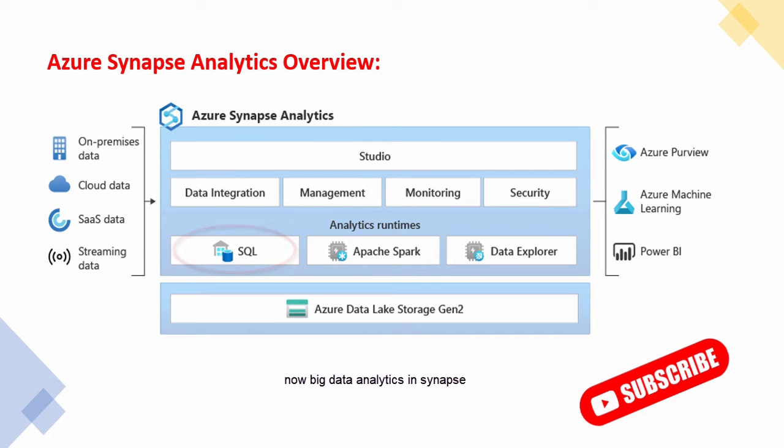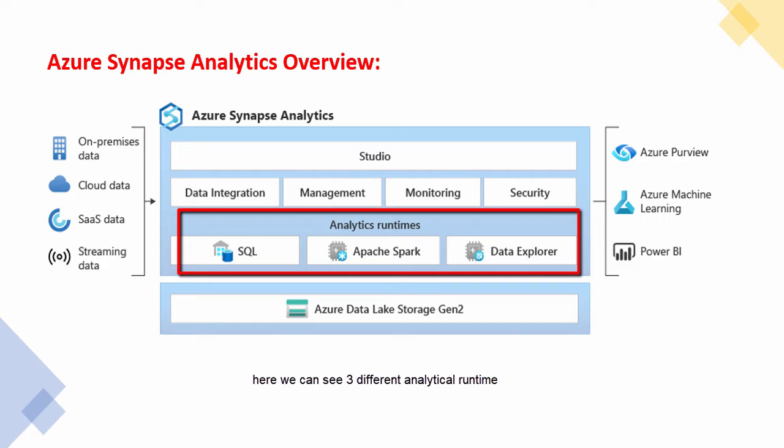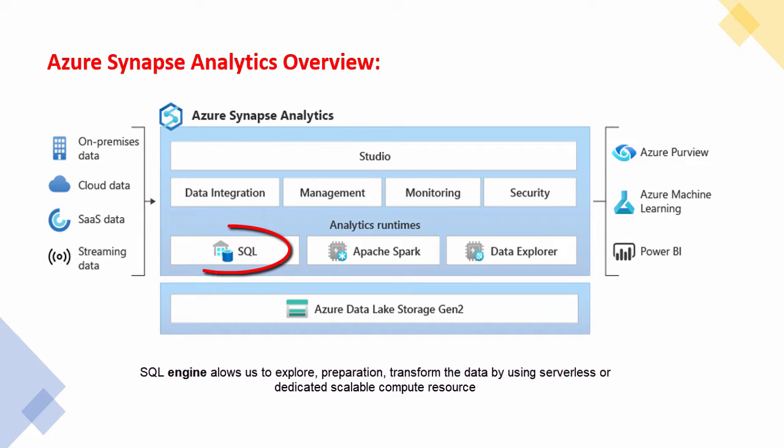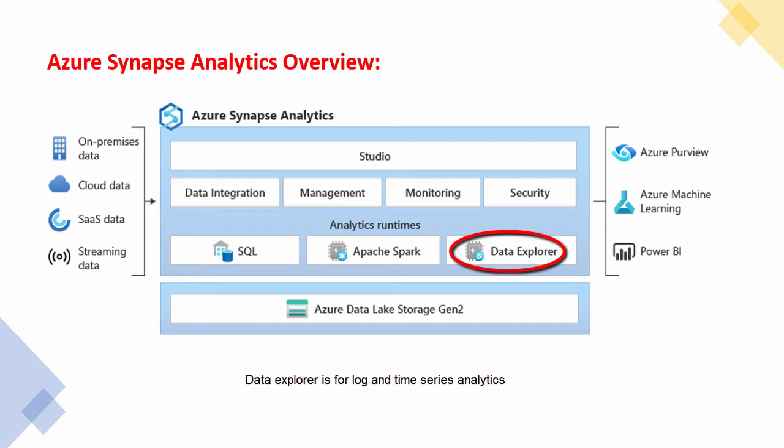Now big data analytics in Synapse. Here you can see three different analytical runtimes. SQL engines allow us to explore, prepare, and transform the data by using serverless or dedicated scalable compute resources. Apache Spark enables big data analytics by using a notebook or a job. Data Explorer for log and time series analytics.